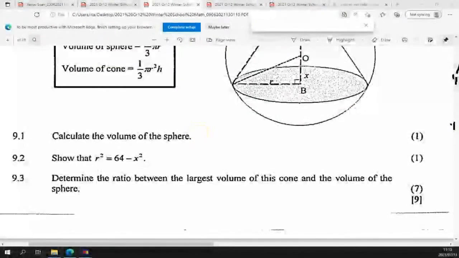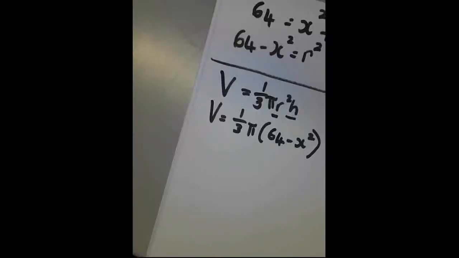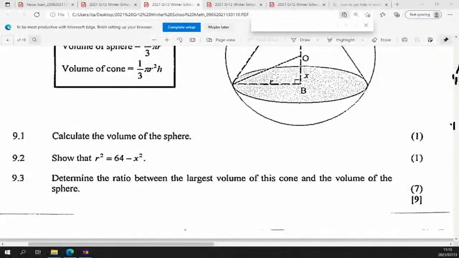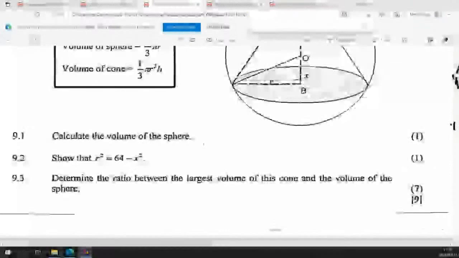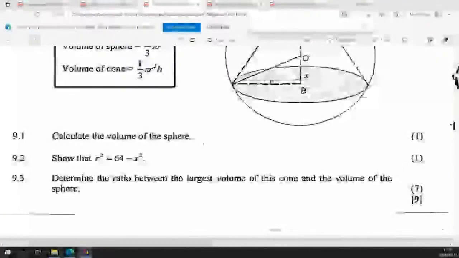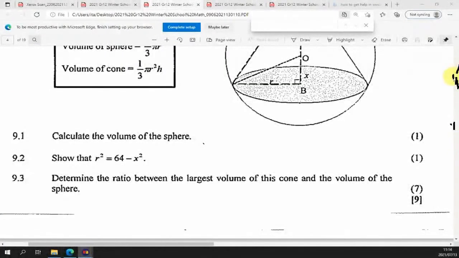Okay, let's go back to our problem and just go through it again. In the light of the one that we just did, this one is quite simplistic, but let's do it anyway. Okay, what is the problem asking us to do?